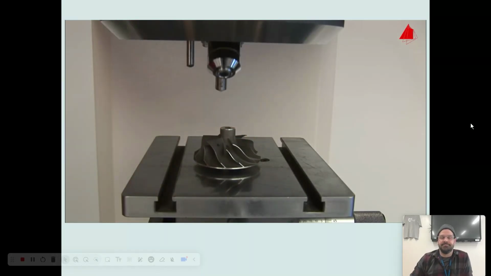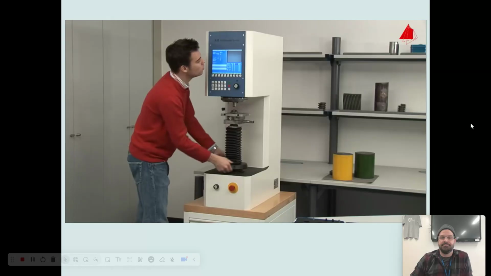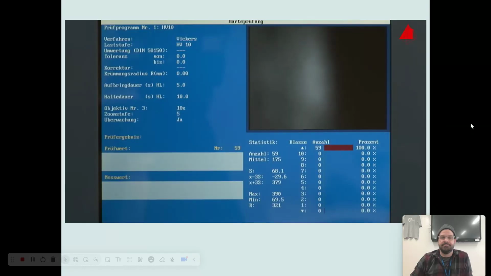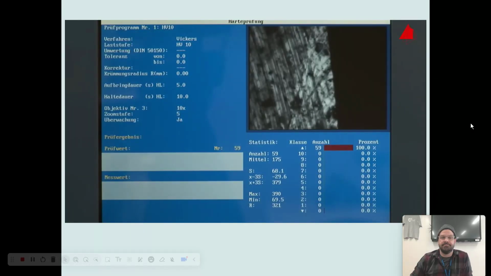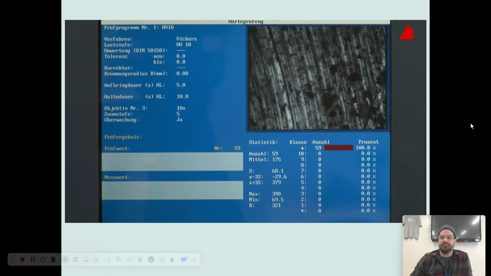He then places the compressor wheel on the support table and rotates the microscope lens into its working position. With a hand wheel, he adjusts the height of the support table until the test piece surface is displayed in focus on the screen. Next, he moves the test piece around on the support table until the right spot for the hardness test is displayed.